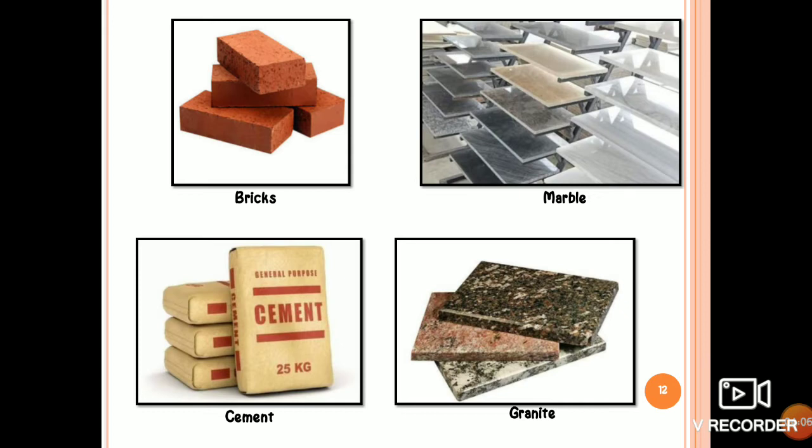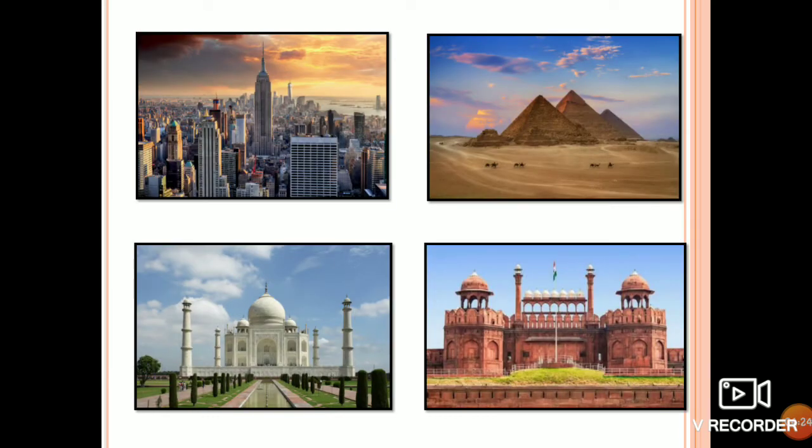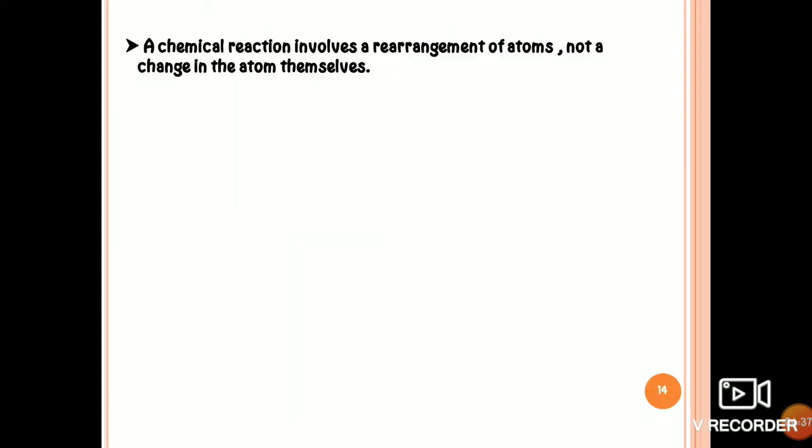Say you are given four materials: bricks, cement, marble, and granite, and you have to make different structures of buildings from these. Just by rearranging these four materials in different forms, you can form a number of different structures. You can form buildings, pyramids, the Taj Mahal, forts, etc. But the basic materials remain the same, that is bricks, granite, marble, and cement. Similarly, a chemical reaction involves a rearrangement of atoms, not a change in the atoms themselves.